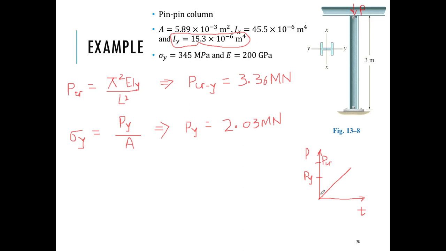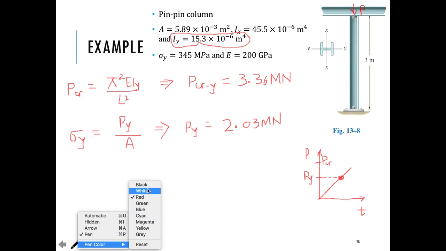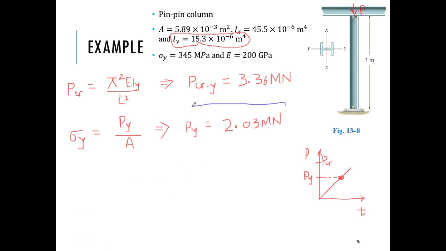So clearly I will reach the yielding load first, and as soon as I hit this load, my material will start to yield, the steel will start to yield, and I cannot increase the load any further, it will already have yielded. Such that P critical will just not be reached. So my point is that in this case, it's the yielding load which dominates failure, and it's this load which is the maximum load that our structure can bear.